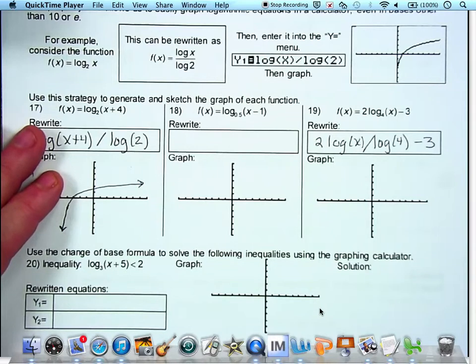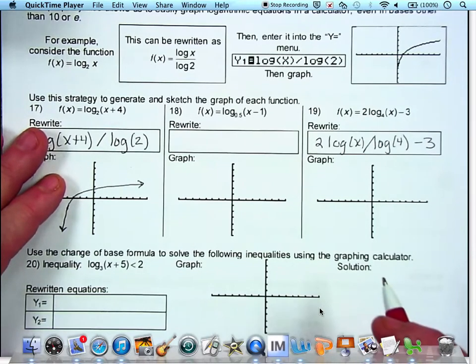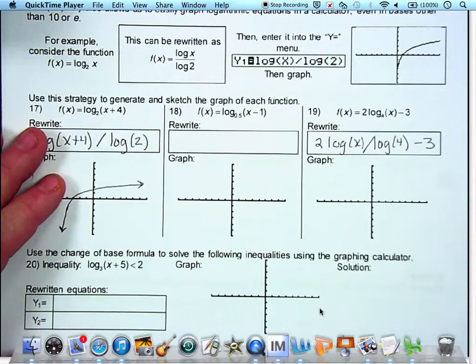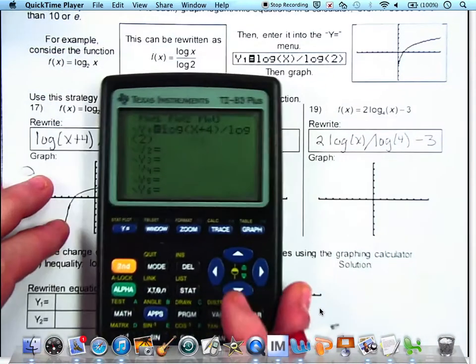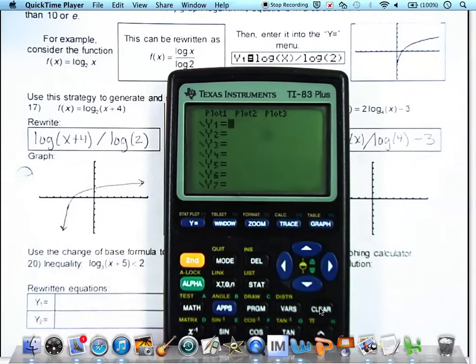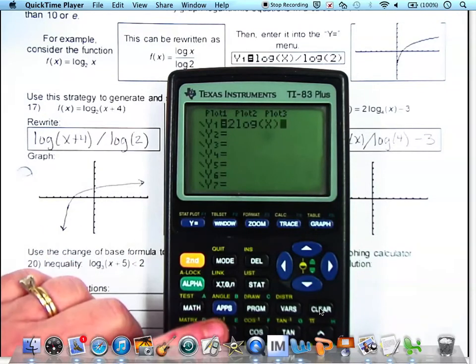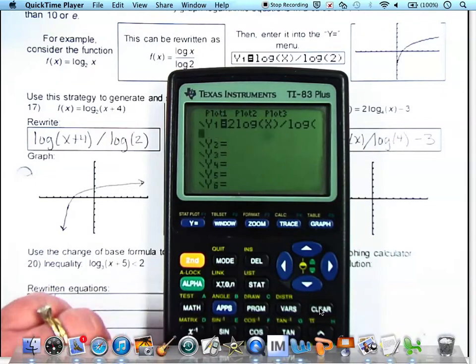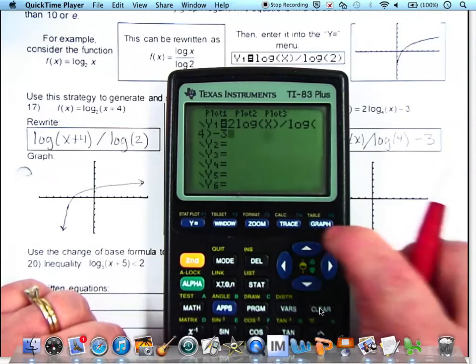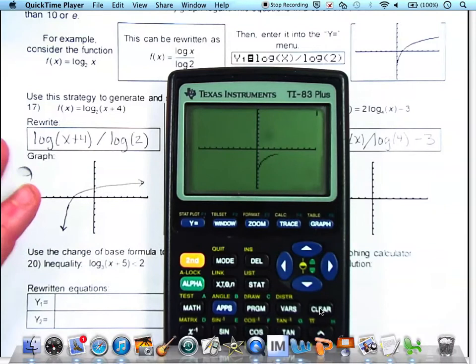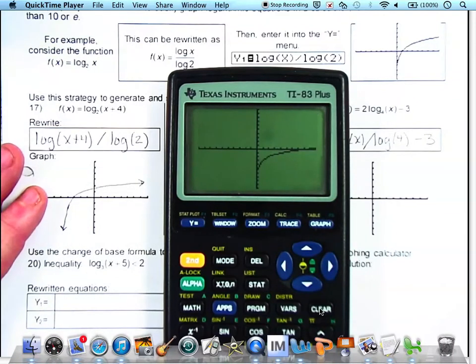What'd you have, Derek? I had 2 log of x minus 3 over 2 log of x. Okay, yeah, you can't do that. Does it kind of look like this? I put it in. It's almost flat. Did you get it in the fourth quadrant? Like that? Yeah. Is that what yours looks like? Yours is a tad bit different, isn't it?